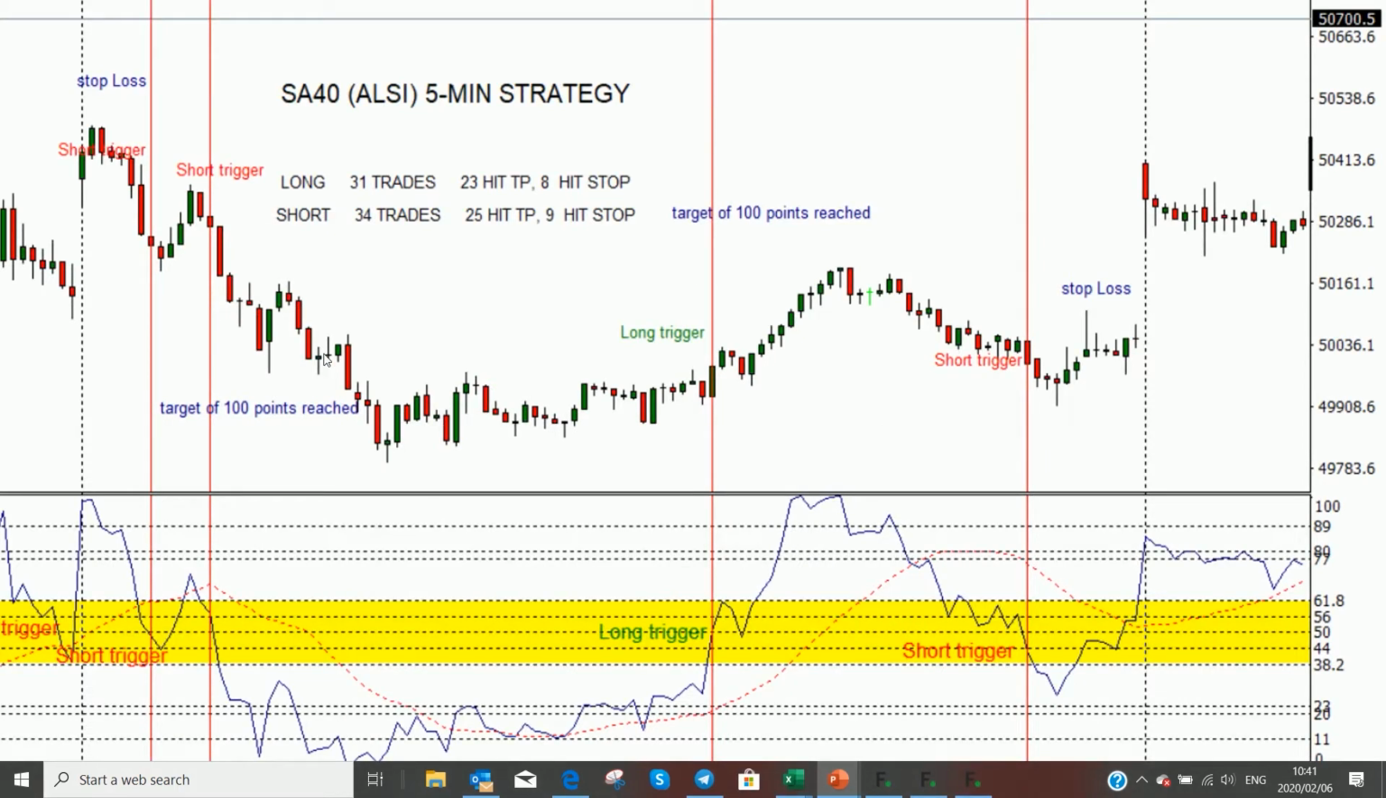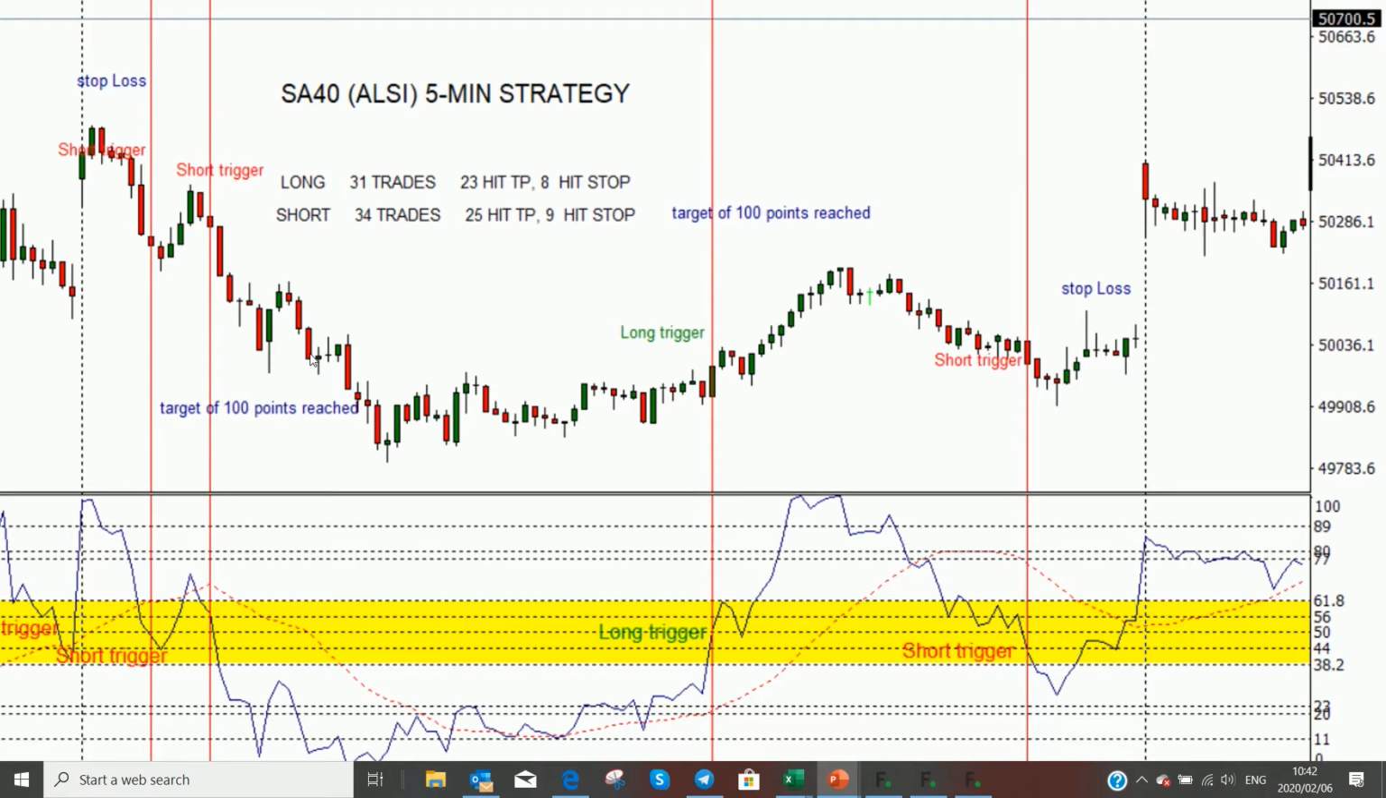If we look at it just on the Aussie, and it does work on every market, but just on the Aussie, since the 22nd of November, 31 long trades, 34 short trades, 23 hit TP on the long side, and 25 of the 34 hit TP on the short side. That is an interesting stat. It's a great risk to reward type ratio.